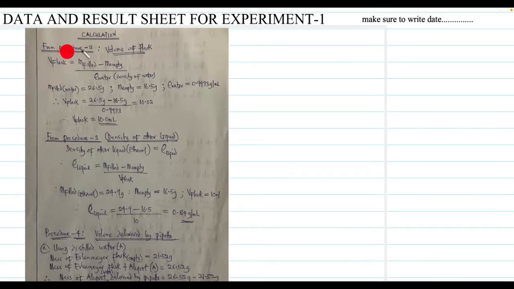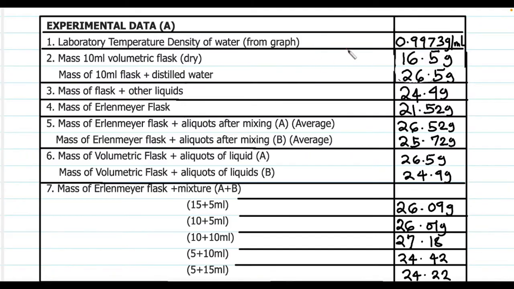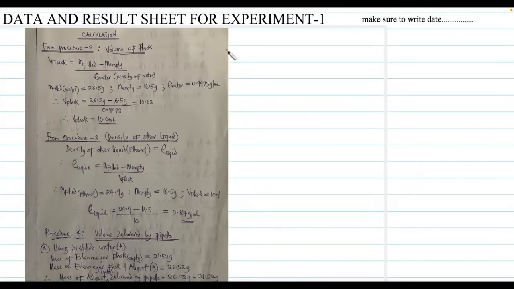Now if you look at this, from procedure 2, we had to calibrate the flask. Alright, so we had to fill the flask with water first, and then we had to weigh the flask when it was empty and when filled with water. When it was empty, the flask was 16.5. You could actually check it out here. When the 10 ml flask was filled with water, it was 26.5. So when it was filled with water, it's 26.5, empty 16.5.